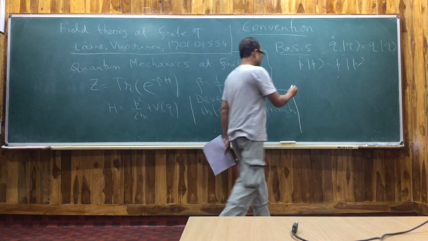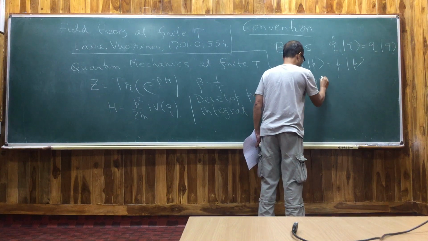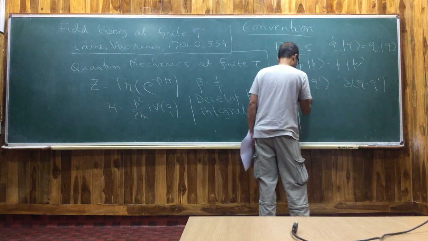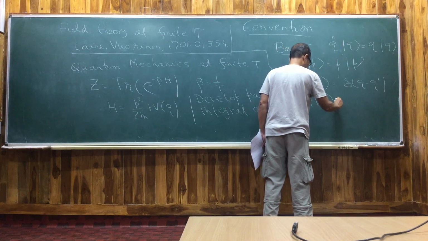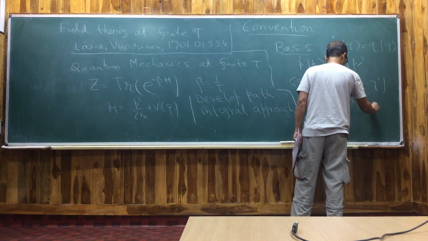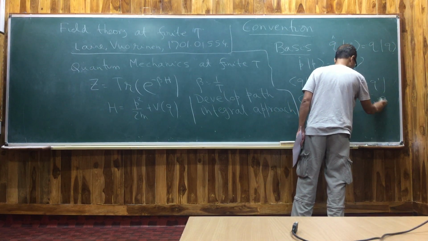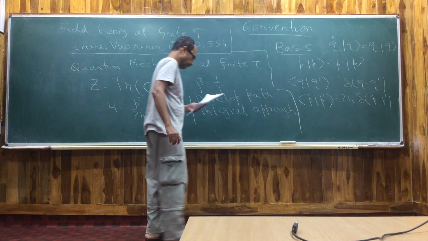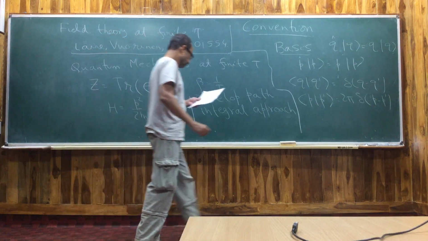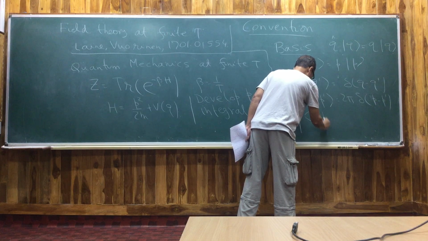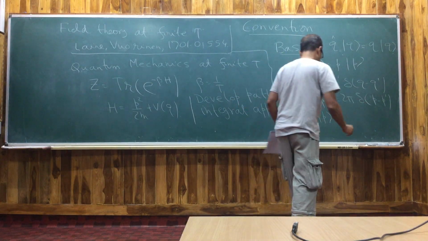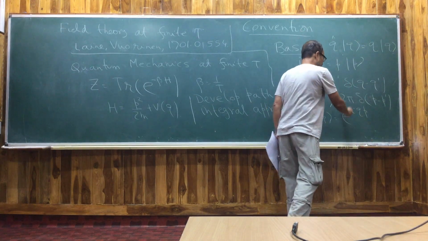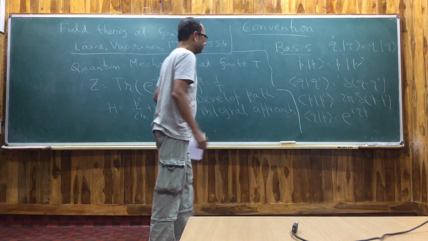Our normalizing convention will be as follows. The inner product of q with q prime will be delta of q minus q prime, and the momentum eigenstates will have 2 pi delta of p minus p prime. With this, we also have the inner product of q with p as e to the i q p. This 2 pi is important, otherwise there will be some 1 over 2 pi factors over here.